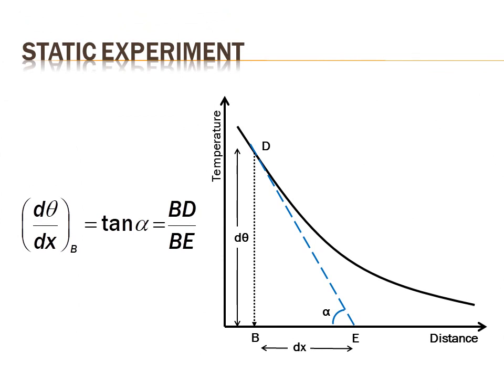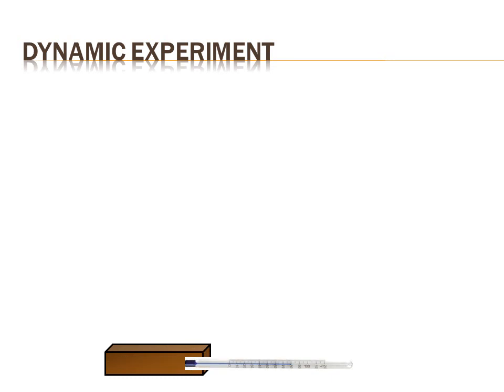From point B on the x-axis, a perpendicular is drawn to the curve touching it at D. From the point D on the curve, a tangent is drawn and is extrapolated to the x-axis at point E. At point E, we have an angle alpha, and tan alpha gives us BD by BE, which is d theta by dx. A sample piece of the original rod of the same area of cross section is heated until it reaches the temperature of the hot end H.